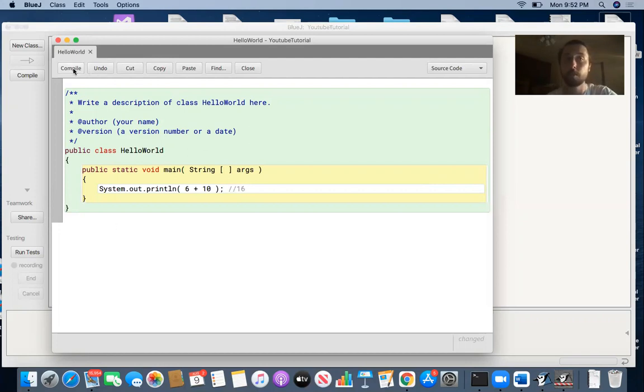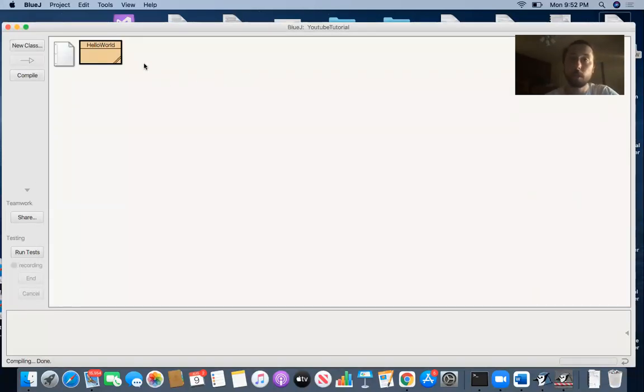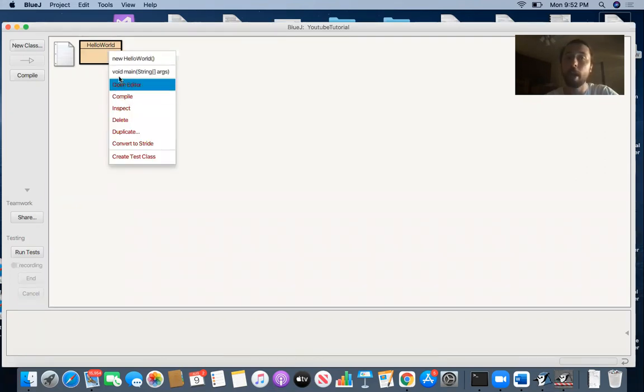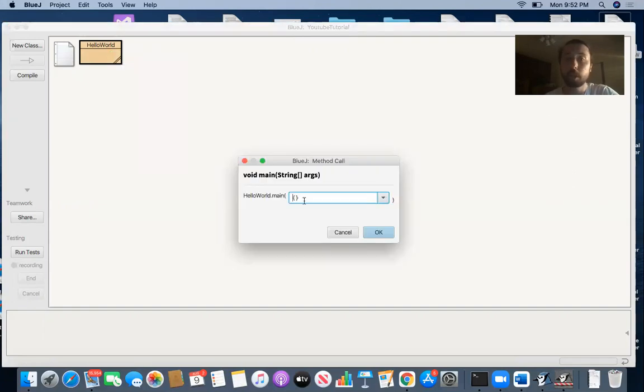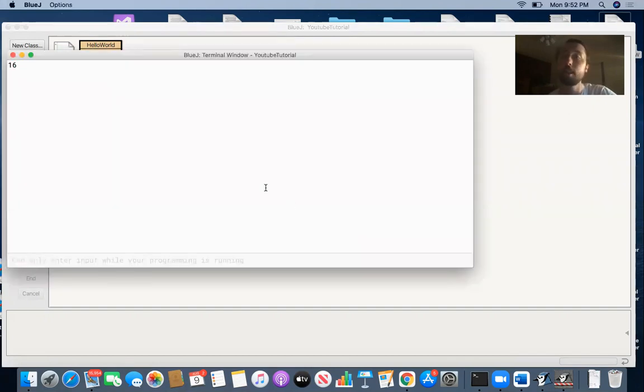So what we're going to do is press compile at the top left, and then we can press close sort of in the top middle, and we come back to our project. And then again, in order to run a program in Java, you need to right click or control click that class. A drop down menu appears. You're going to press void main string args. You're going to see these empty curly braces, and then go ahead and press OK in the bottom right. And indeed, we verify that 6 plus 10 is indeed 16.